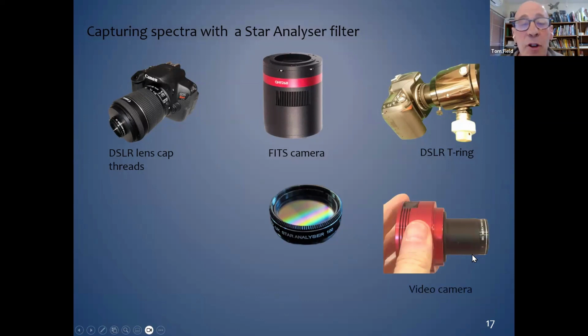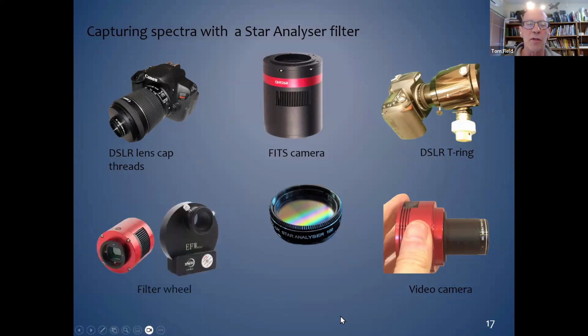Video camera. Now, it doesn't have to be a color camera. In fact, those of you who are imagers know that we get better images with mono. But I prefer to show color in my presentations because you'll see it's a little more intuitive in a moment. And you can mount it in a filter wheel. So almost any imaging equipment will work. Doesn't have to be video. It can be, of course, a static fixed image.